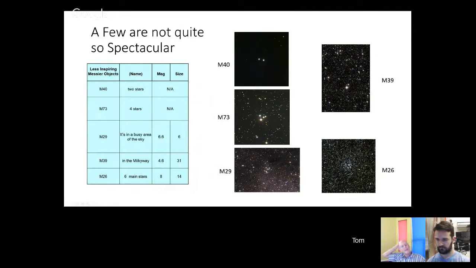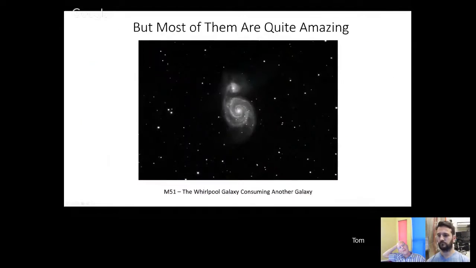And M39, yeah, once again, not very definitive, as well as M26. A very rich sky background of stars with just a slight overdensity of stars, and enough to maybe tempt the comet hunter to see if that thing moved. Okay, but most of them are quite amazing. Here's one, the Whirlpool Galaxy, consuming another galaxy, and you can actually see that in a telescope.